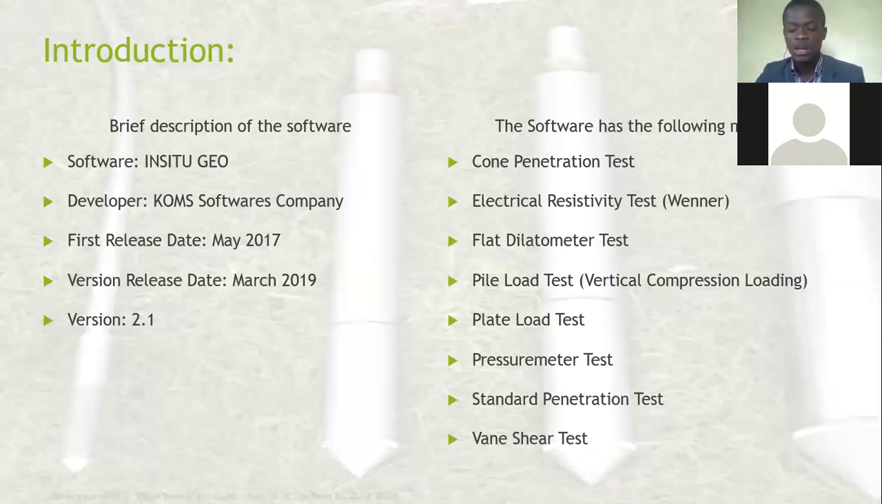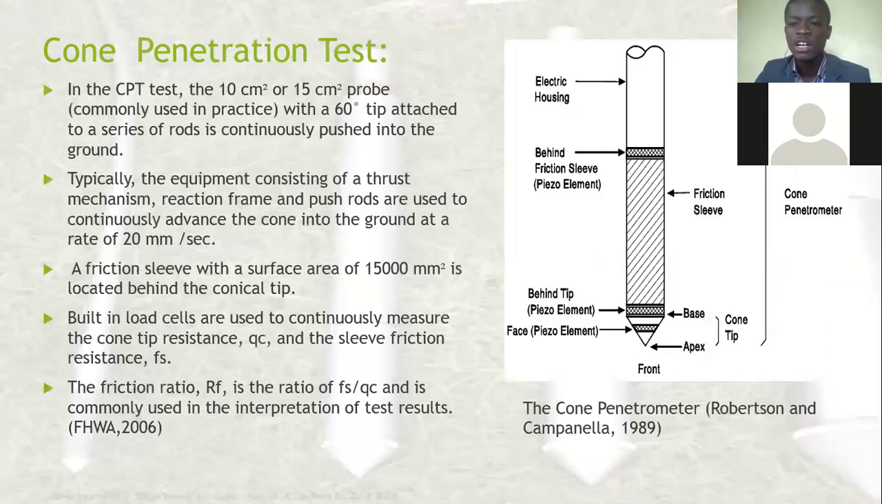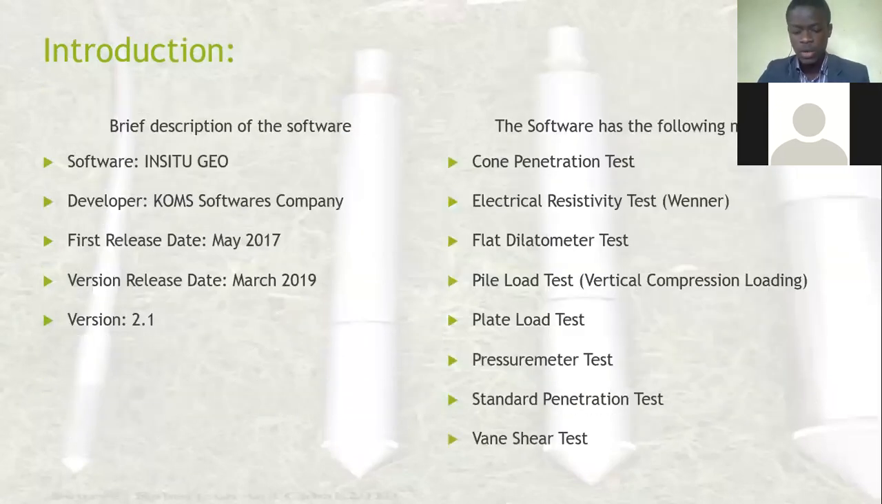The software comes in a combination of 8 test programs in one. It has the cone penetration test, the electrical resistivity test, the flat dilatometer test, pile test, plate load test, pressuremeter test, standard penetration test, and vane shear test. What the software does is analyze the test data gotten from the site. You input your site data into the software, and you get your outputs and even foundation designs. That's for the CPT and for the SPT.